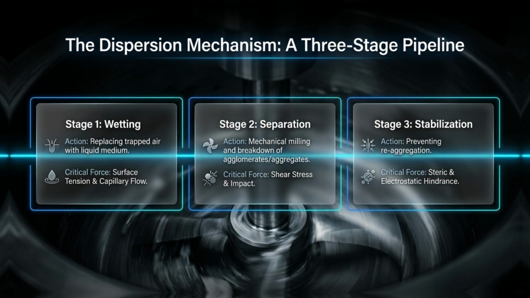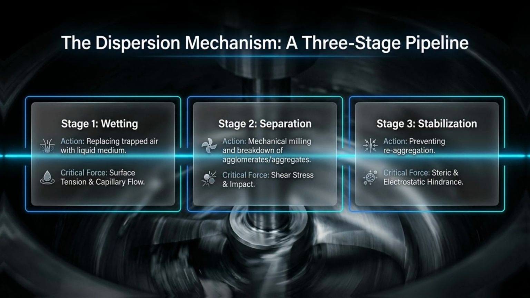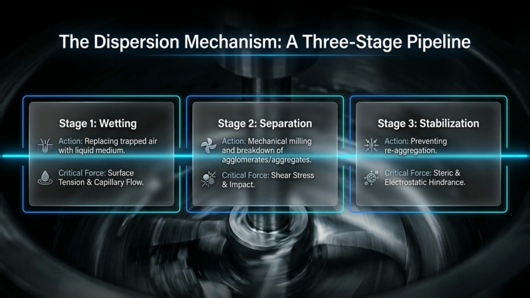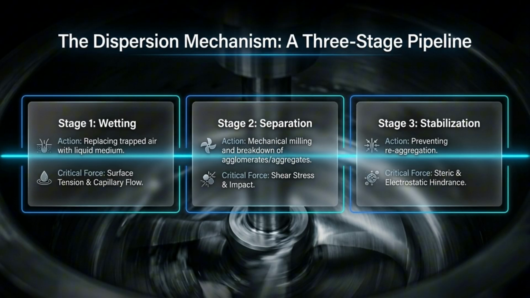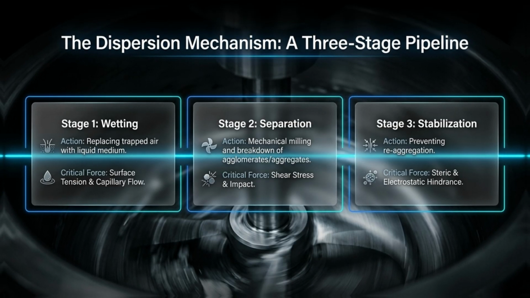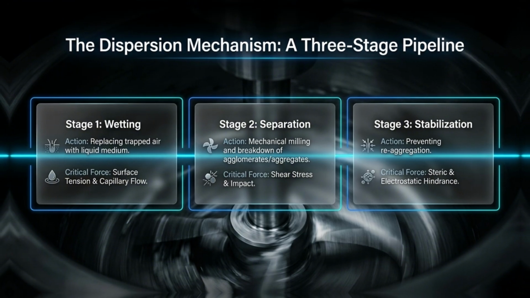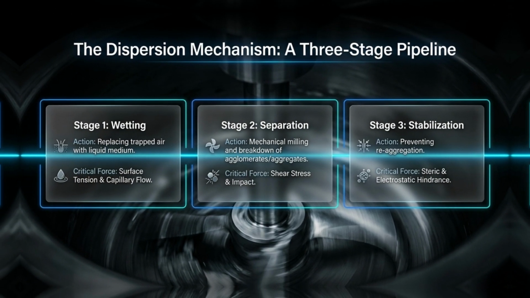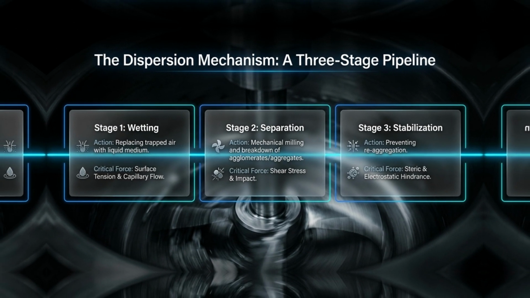The pigment dispersion mechanism follows a structured three-stage pipeline. Wetting: replacing trapped air with the liquid medium, driven by surface tension and capillary flow. Separation: mechanical milling to break down agglomerates and aggregates using shear stress and impact. Stabilization: preventing re-aggregation through steric or electrostatic hindrance.